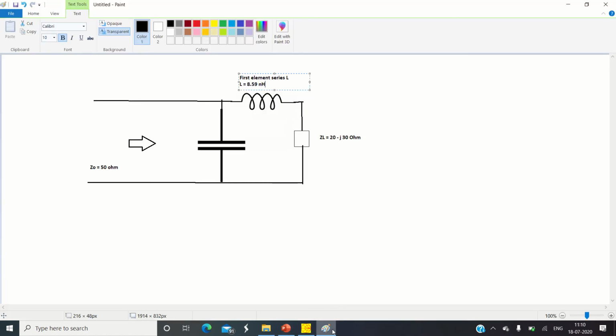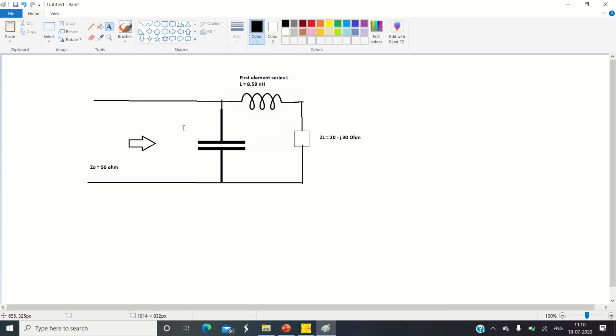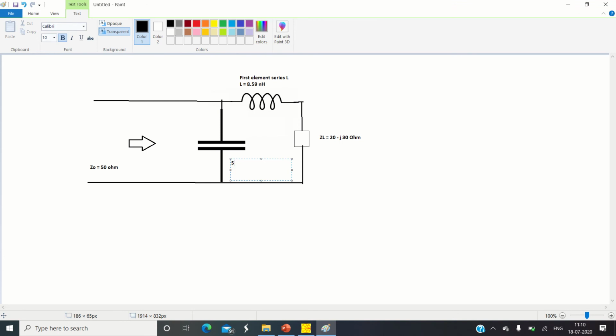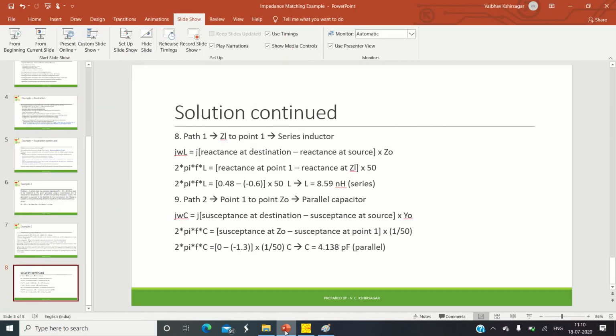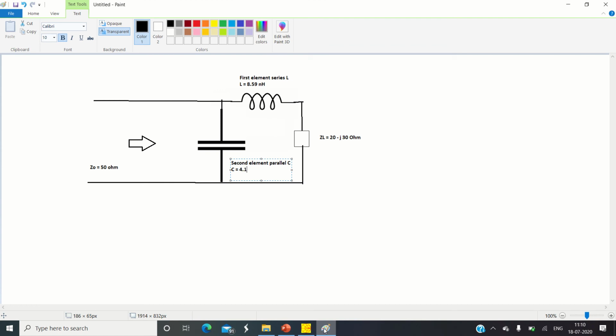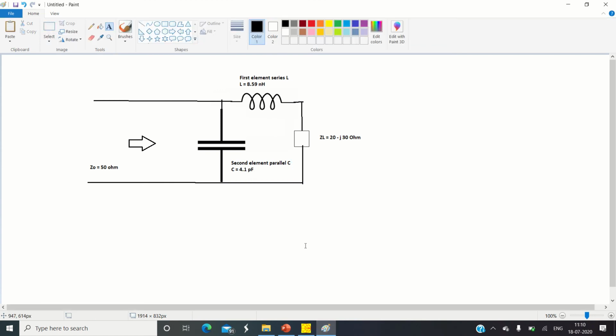8.59 nanohenry, right? And similarly here the second element, we have the parallel capacitor. So here I will write second element parallel capacitor. Okay, and what is the value of that capacitor? You can write out here. The value of capacitor we have got 4.1 picofarad. 4.1 picofarad, right? So this completes the design of impedance matching circuit.